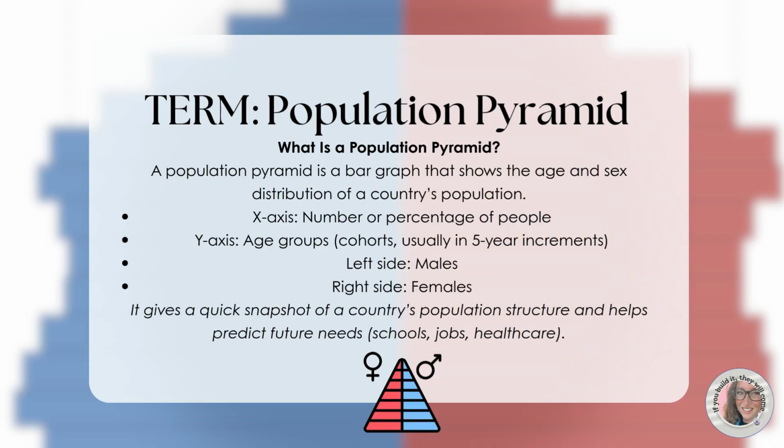Term: population pyramid. What is a population pyramid? A population pyramid is a bar graph that shows the age and sex distribution of a country's population. X-axis: number or percentage of people. Y-axis: age groups, cohorts, usually in 5-year increments. Left side, males. Right side, females. It gives a quick snapshot of a country's population structure and helps predict future needs: schools, jobs, healthcare.